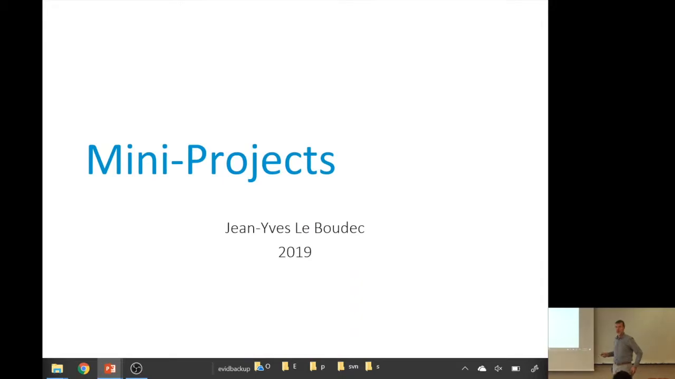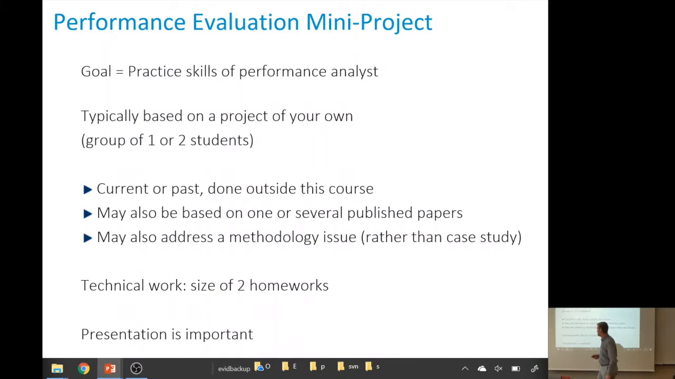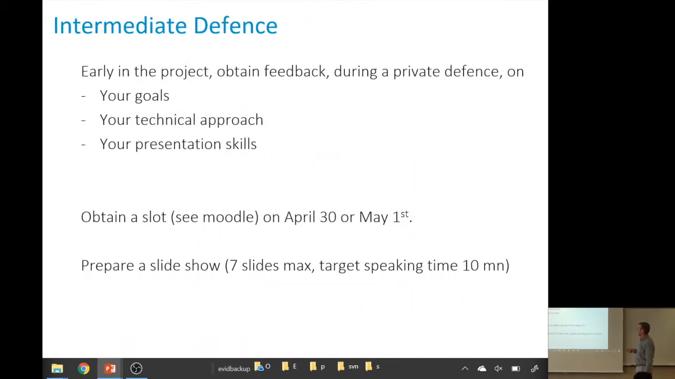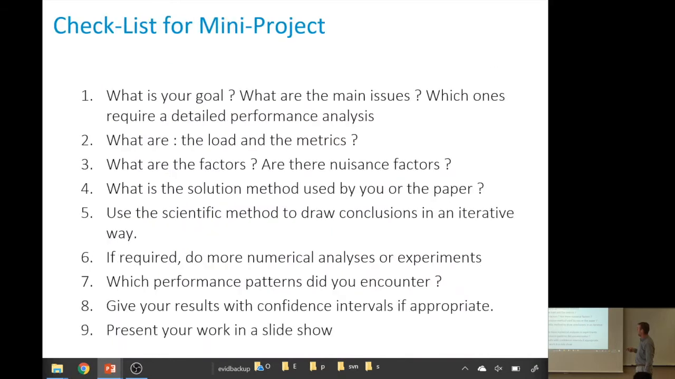A few words about the mini project. All of you have a mini project, I guess, right? We've discussed this. I will skip this. Perhaps that's the classical checklist for any project. Perhaps have a look at this checklist and make sure you are able to answer all of these questions when we do the intermediate checkpoint after Easter.